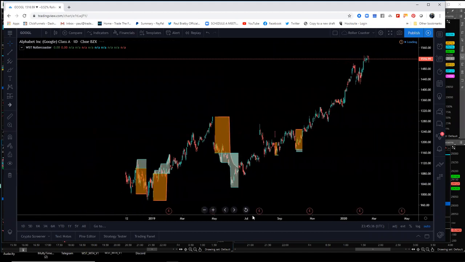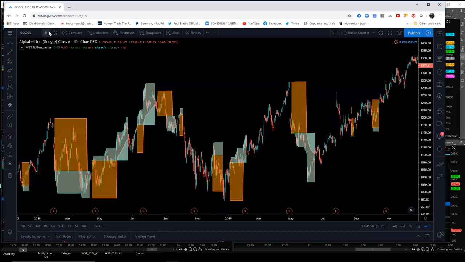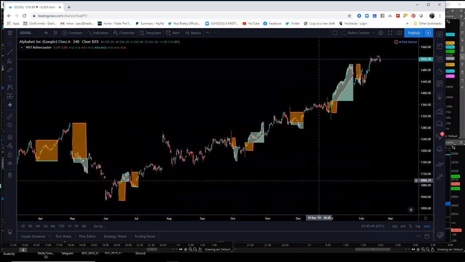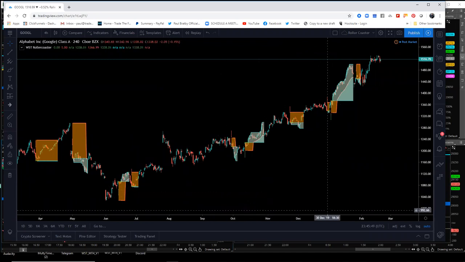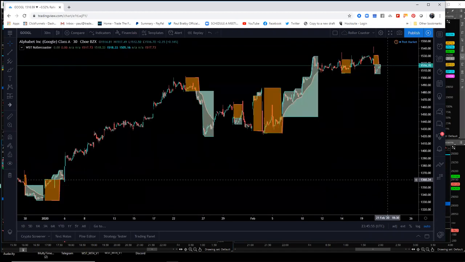Doesn't respond too well on the daily there, does it? Again, we've got to find the right time frame that this is in the groove, okay? Don't see any losers on that 240. How does it go intraday? Let's have a look at the 30 minutes. Looks okay there.